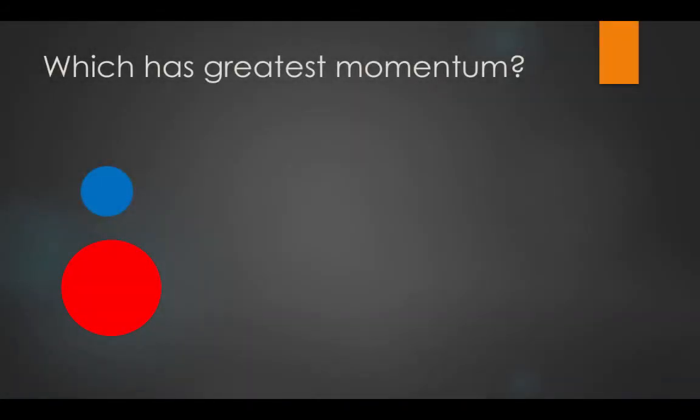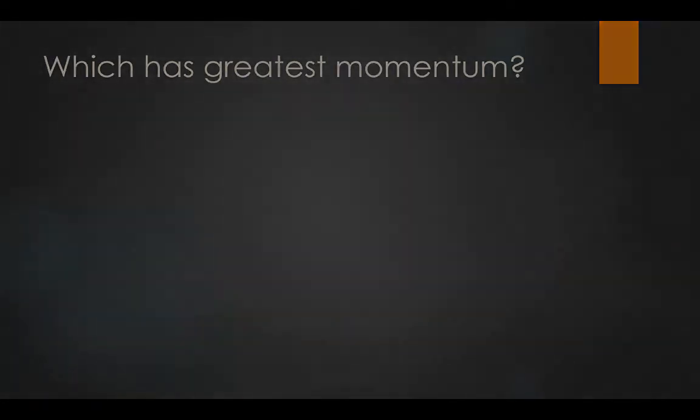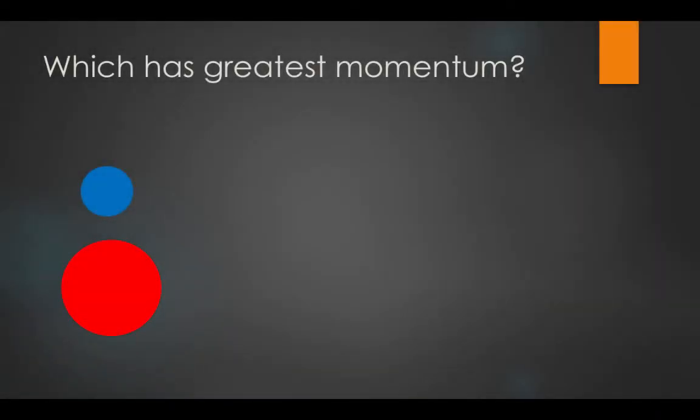Let's consider this blue ball and this red ball. Which has greater momentum? Well, if size means greater mass, then the red ball has greater momentum, even though they are traveling with the same velocity. In fact, in this case where the red ball has a smaller velocity, if the mass of the red ball is great enough, then it may still have more momentum than the blue ball.